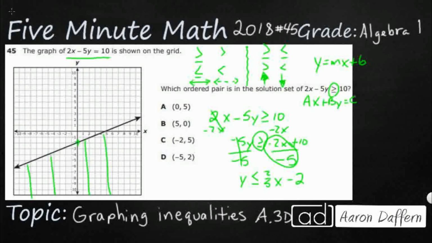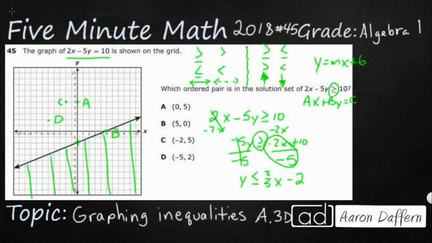All right, so now that I know which way to shade, let's plot these points. Okay, so 0, 5. This is A. Does not fall in the solution set. 5, 0. Looks like it's right there on the line. C is going to be negative 2, 5. Still not in the solution set. And then negative 5, 2. Not in the solution set. So even if we didn't know all those things, if we plotted all four, we'd see only one of them is actually on the line.